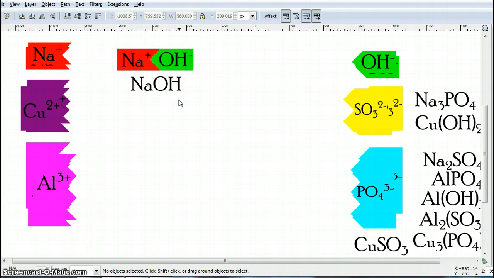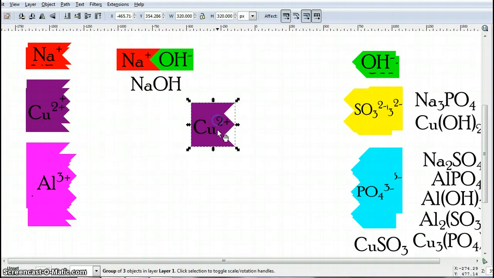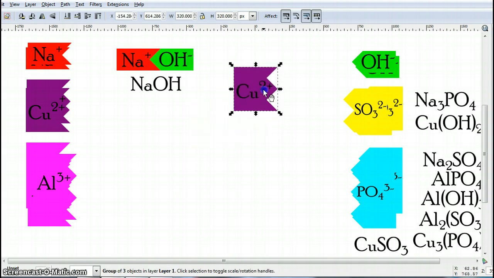I did not need to change any endings of any names. I didn't add any numbers. I just simply stated who the two ions were that got together. All right, now if I did the same thing with copper plus 2, this is copper Roman numeral 2. Copper Roman numeral 2, though, needs two negatives to actually satisfy it.